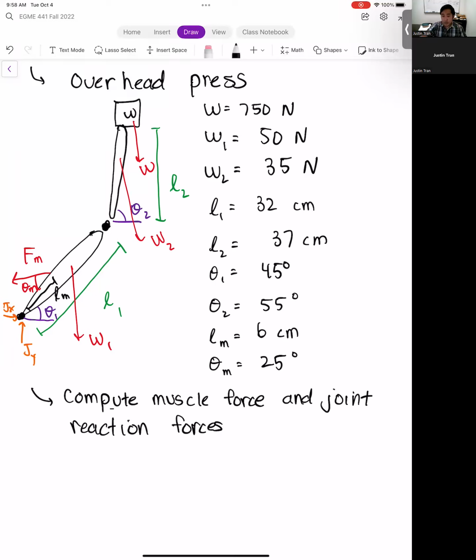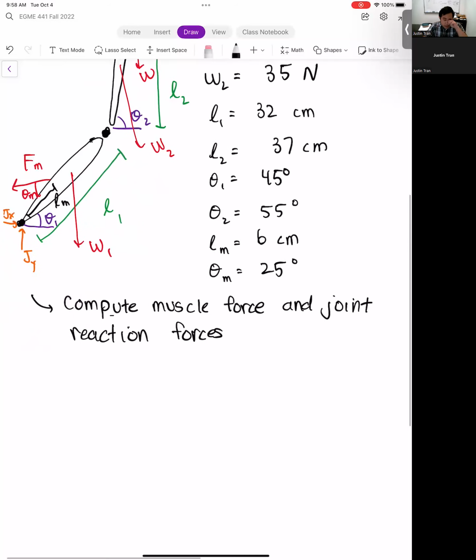Okay. All right. And so we have three unknowns here, and so we're going to need our three equilibrium equations. And just like we typically do, we're going to start by summing the moments around the joint. Remember, the reason we do this is that two of our three unknowns here, Jx and Jy, are physically located at the same spot. And so we can take advantage of this.